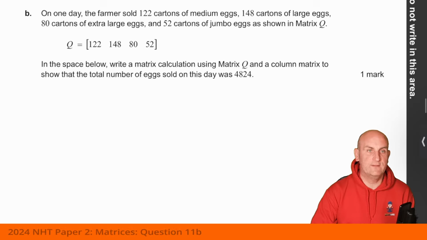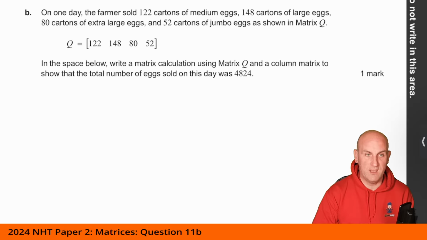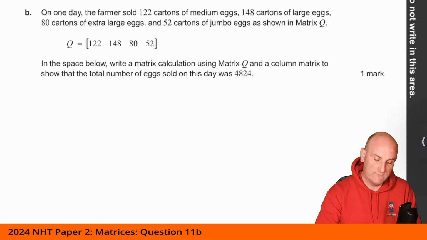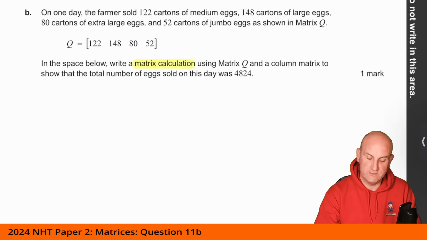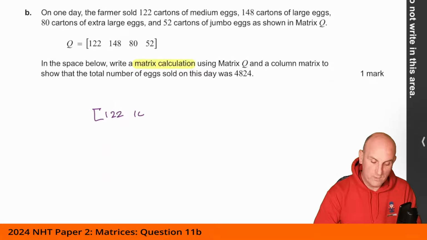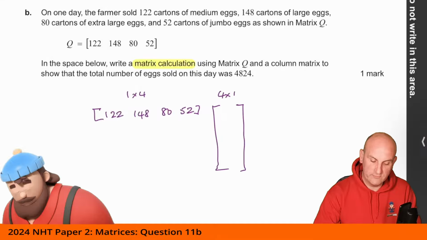On one day, the farmer sold 122 cartons of medium, 148 cartons of large, 80 cartons of extra large, and 52 cartons of jumbo eggs. Sheesh, a lot of eggs. In the space below, write a matrix calculation using matrix Q and a column matrix to show that the total number of eggs is 4824. For it to be Q, we've got to have 122, 148, 80, and 52. Now that's a 1 by 4, which means we'd have to have a 4 by 1 in order to be able to multiply those together.